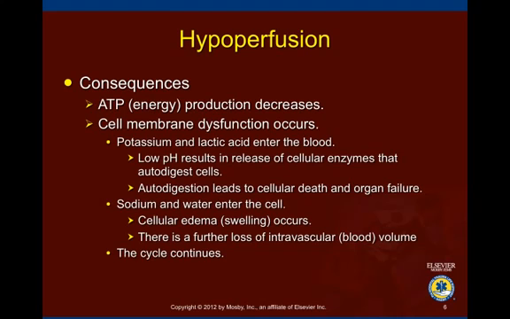But there's other things that go on as we start to have hypoperfusion. The cell membranes themselves don't act right. They don't work like they should anymore. And we have a lot of potassium and lactic acid released into the blood. Your blood becomes acidotic, your pH drops. And then cellular processes, autodigestion, and normal cell death and generation of cells speeds up and eventually ends up in organ failure, and organ failure eventually ends up in organism failure.